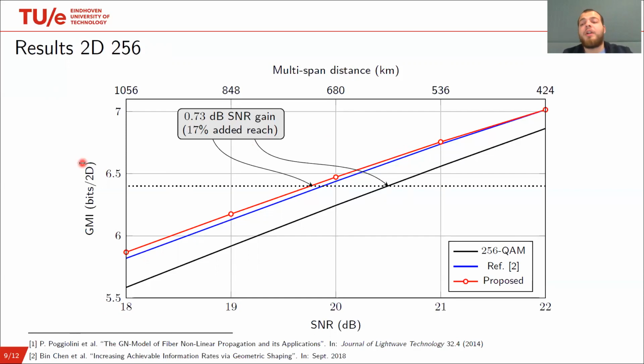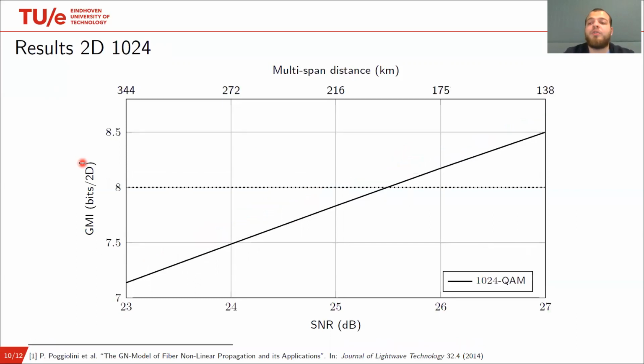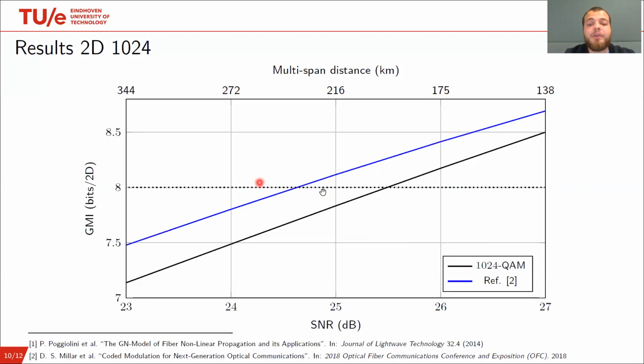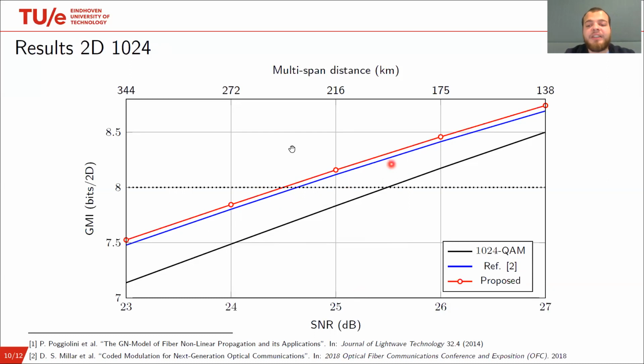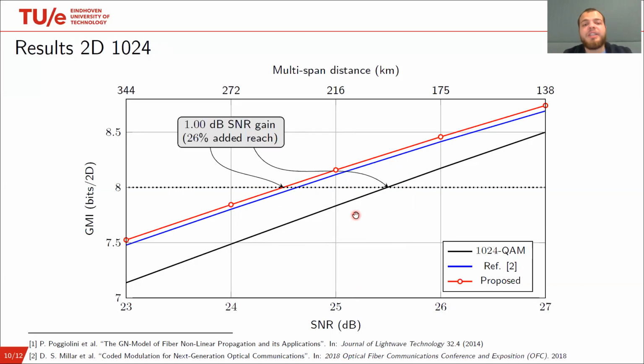To see whether this method also works with very large constellations, we've also run the optimizations for two-dimensional constellations of size 1024. So what we have over here is the black line, which is Gray-labeled 1024 QAM. This blue line over here is a state-of-the-art constellation as proposed by Miller et al. And this red line over here is the result of our optimizations. And indeed, once again, there is a slight improvement compared to the state-of-the-art constellation, and a significant improvement when compared to 1024 QAM.